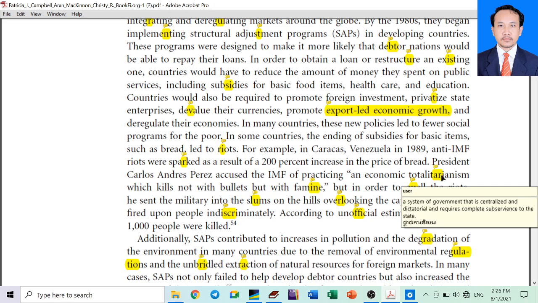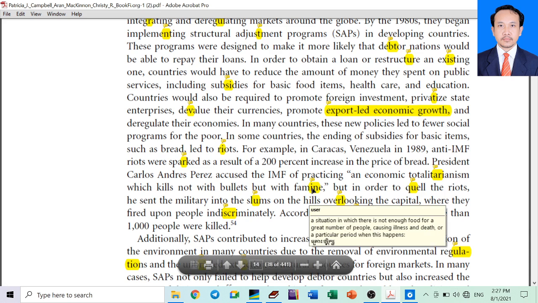And totalitarianism. Totalitarianism: a system of government that is centralized and dictatorial and requires complete subservience to the state. Actually, everybody studied totalitarianism already in the previous semester. Yeah, in semester 1, you studied this already about the types of leadership.